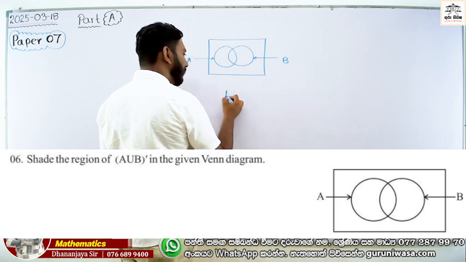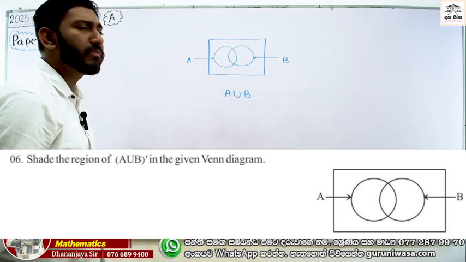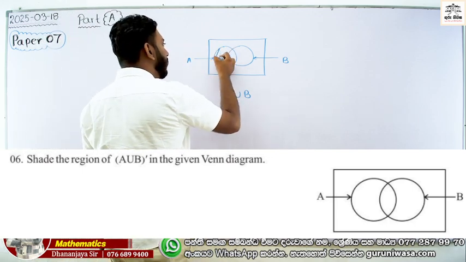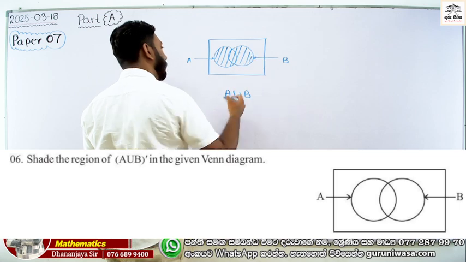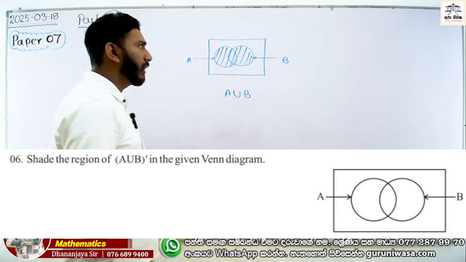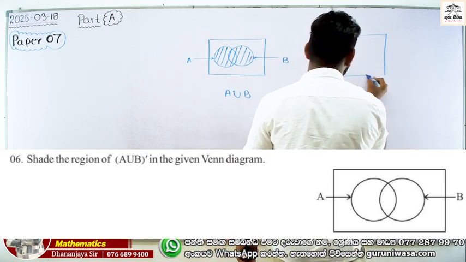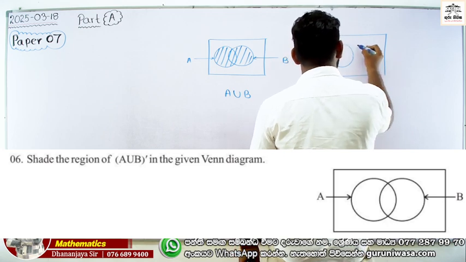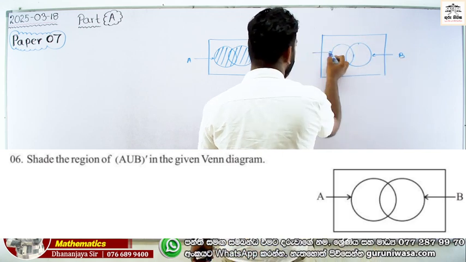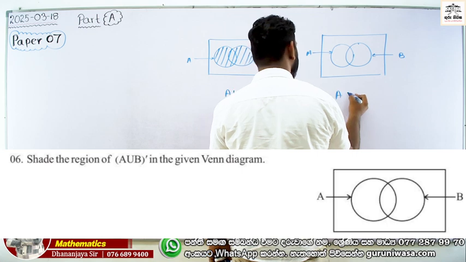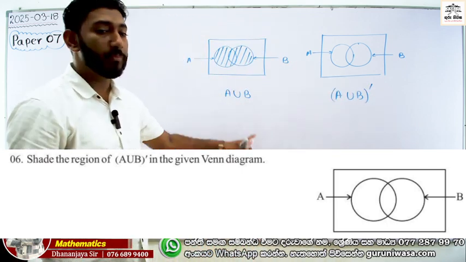The question is about A union B. Now tell me, what is the meaning of A union B? A union B is this one. The question is the complement of that. Therefore, what is the shaded portion? A union B complement. It does not belong to this one.